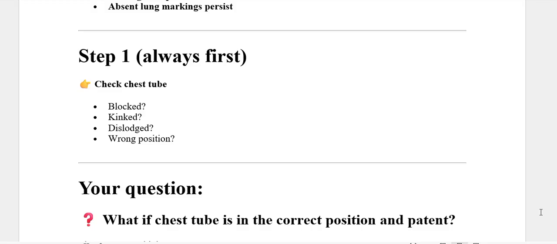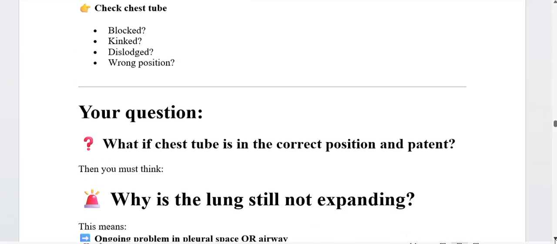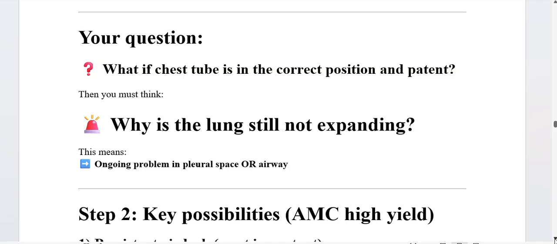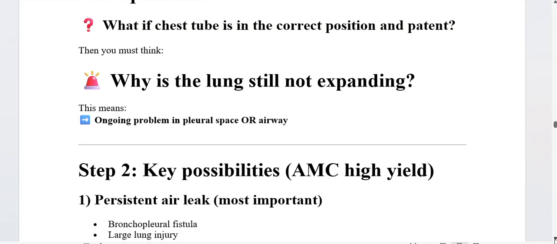In that time period, you have to check that the chest tube is fine, not blocked, kinked, dislodged, or in a wrong position. You have to do the X-ray, right? But what if the chest tube is in the correct position and patent? Then we have to think, why is the lung still not expanding? Ongoing problem in the pleural space or airway?